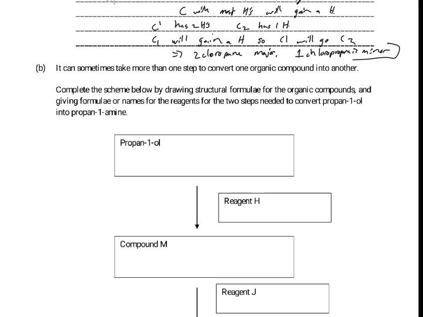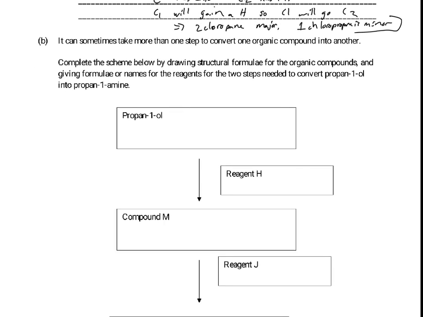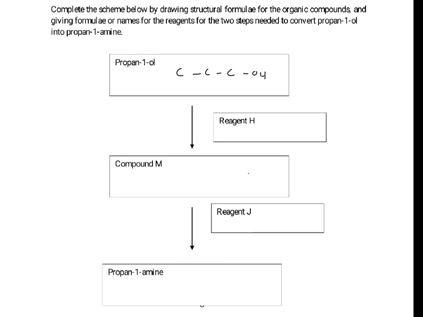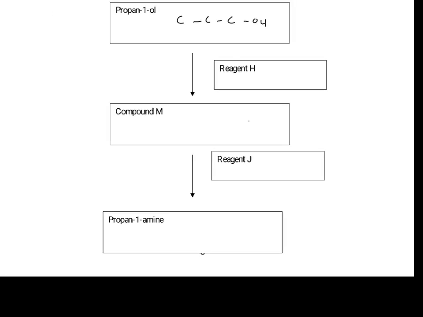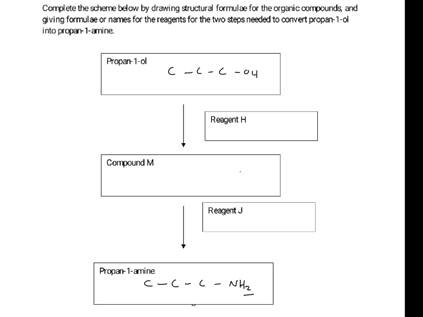Alright, lucky last, it can sometimes take more than one step to convert one organic compound into another. Complete the scheme by drawing propan-1-ol, and we're trying to convert it into propan-1-amine. So first things first, just draw the chemicals that you know. Propan-1-ol is an alcohol that looks like that. Propan-1-amine looks like that. Now remember, an amine is NH2. So even though the reagent is actually NH3, it's only an NH2 group that you actually put on it.